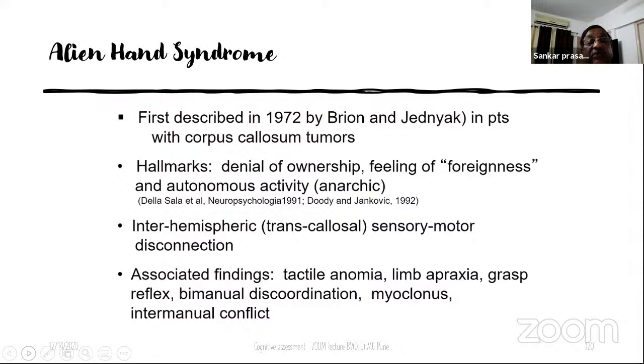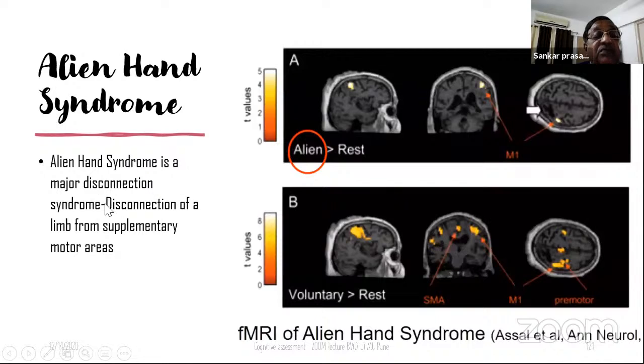One more is alien hand syndrome. It was described in 1972 by Brion, in patients with corpus callosum tumors. There is denial of ownership of the hand, a feeling of foreignness and autonomous activity, with interhemispheric transcallosal sensory motor disconnection, which we have seen in the connections in the previous slide. There may be associated tactile anomia, limb apraxia, grasp reflex, bimanual discoordination, myoclonus, intermanual conflicts, etc. And it is a very characteristic finding in corticobasal syndrome. Alien hand syndrome is a major disconnection syndrome, a disconnection of a limb from supplementary motor areas.